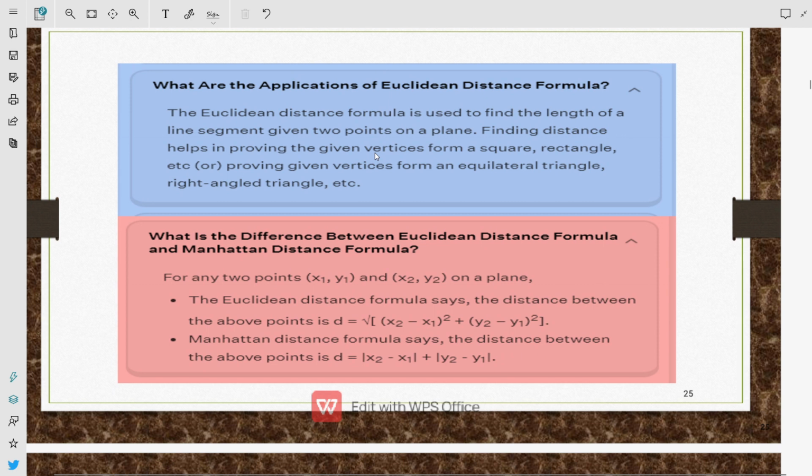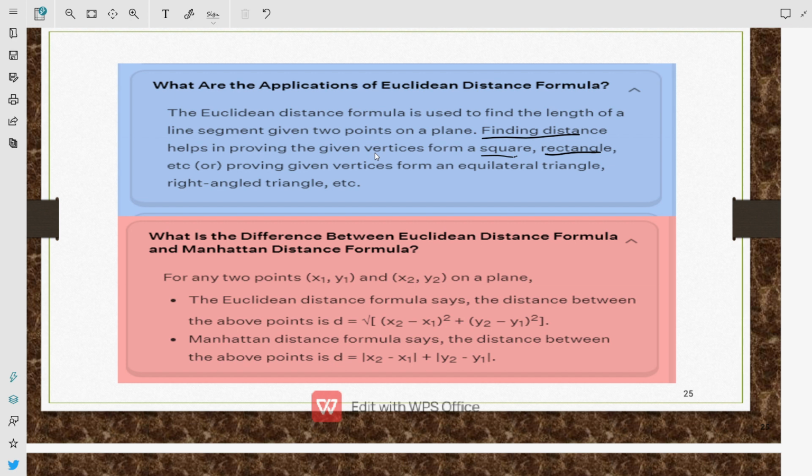What are the applications of the Euclidean distance formula? It is used to find the length of a line segment, as I already told you. So it's used to find the distance between 2 points, and if you are finding the distance between 2 points, we are finding the length of that particular line. Finding the distance also helps in verifying whether given vertices form a square. Yes, absolutely, by using the distance itself we can say whether it is an equilateral triangle, a square or a rectangle, and so on.